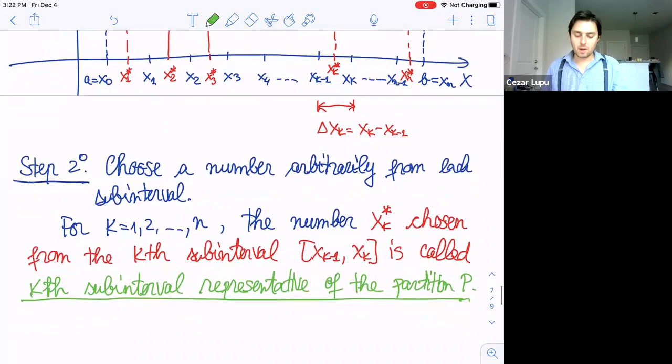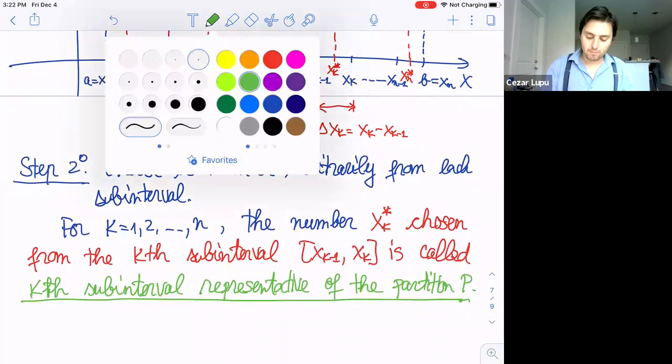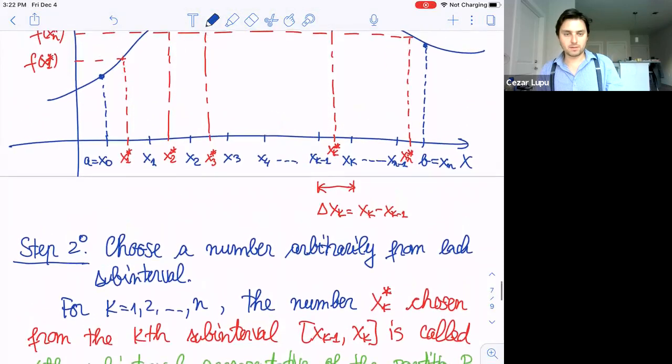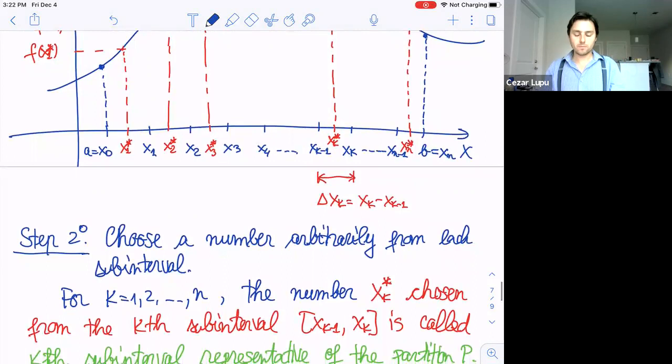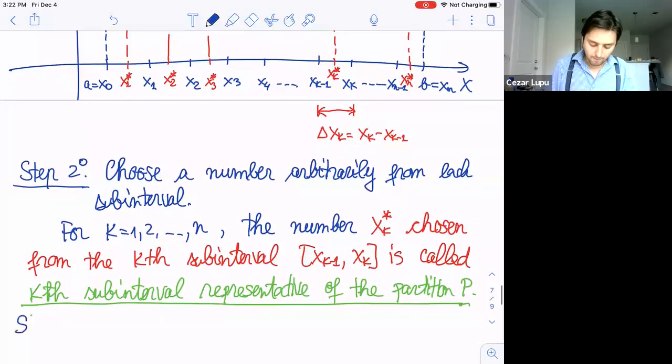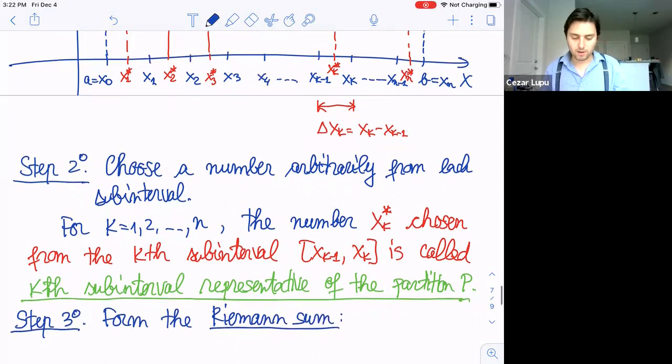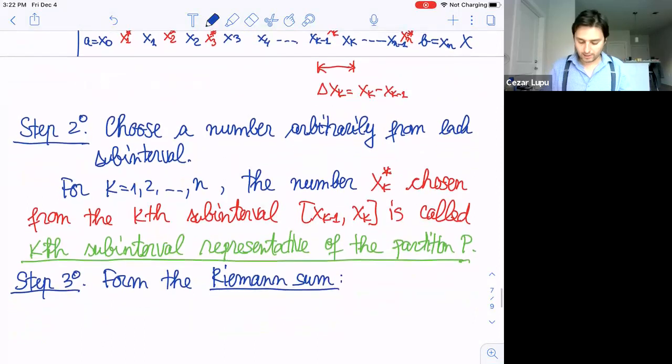Okay. And now in step 3, as you can see, the picture makes complete sense, right? In step 3, we form the sum, we form the Riemann sum. That's what we do, and the Riemann sum will look like this.